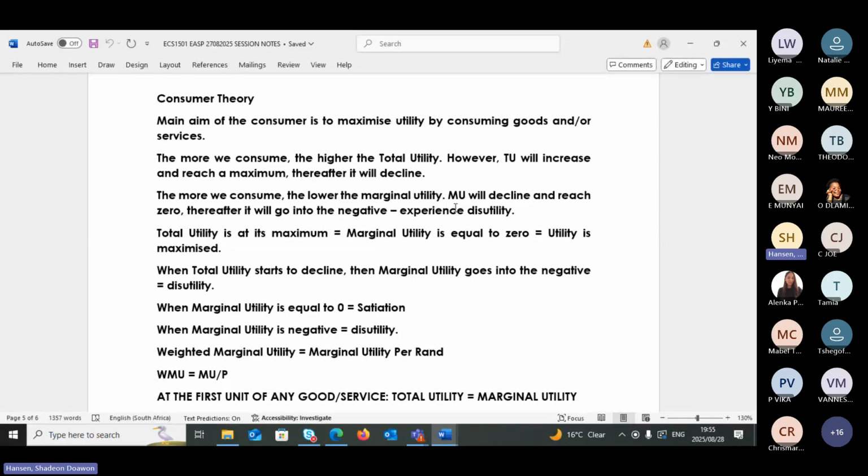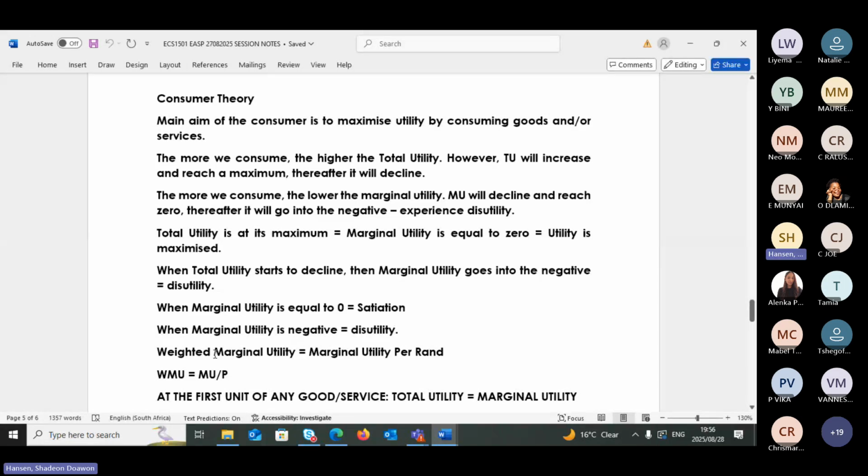Also, what you need to note is that when total utility is at its maximum, that is also the condition at which marginal utility is equal to zero. When total utility is maximized, marginal utility is equal to zero. When total utility starts to decline, that's the point at which marginal utility goes into the negative, and that is where you experience disutility. When the marginal utility for one particular good is equal to zero, that is known as the point of satiation. When the marginal utility is negative for a particular good, that is known as disutility.